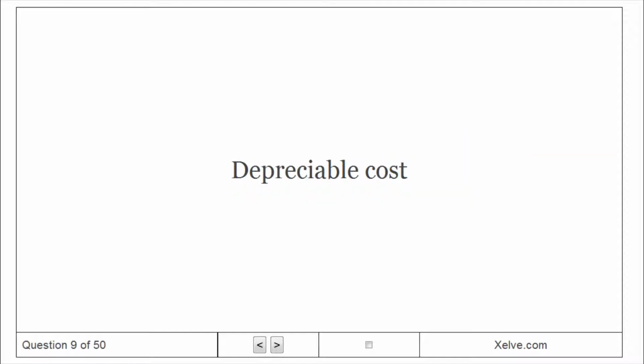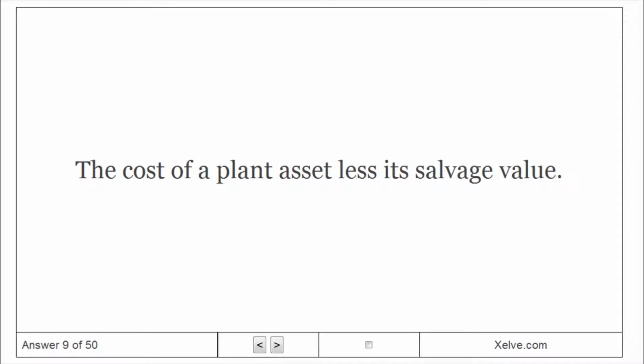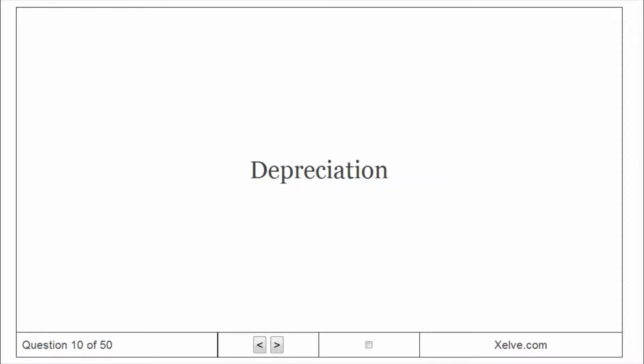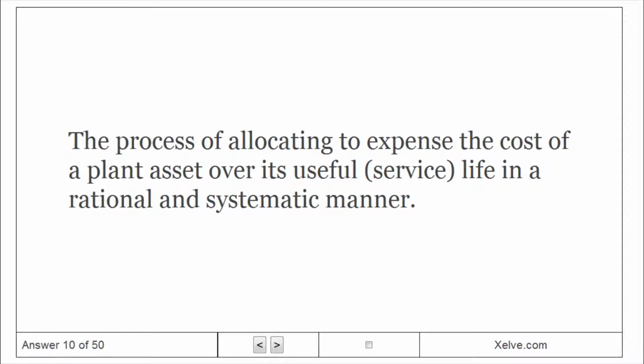Depreciable cost. The cost of a plant asset less its salvage value. Depreciation. The process of allocating to expense the cost of a plant asset over its useful life in a rational and systematic manner.